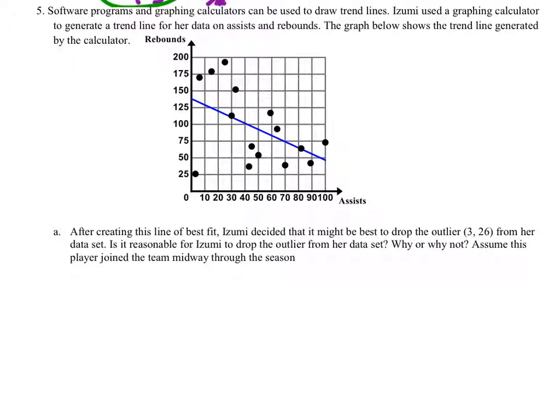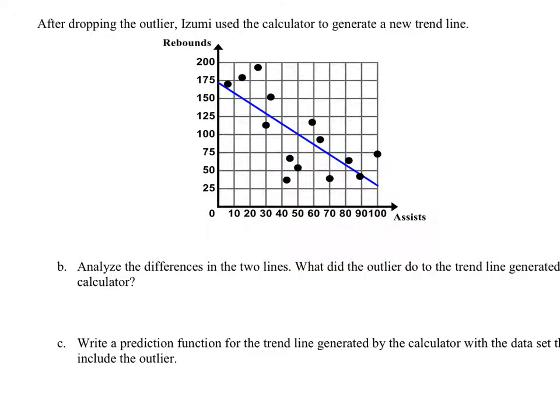Like if someone played and had 26 rebounds and 3 assists, that's reasonable. Maybe they just didn't play enough. Maybe they played a little bit and then got injured right away. But then it says assume this player joined the team midway through the season. Then yes, we would want to take that out because other people have been playing for a lot longer than that person. So she did drop the outlier, and it changed the line on the software, whatever they're using.